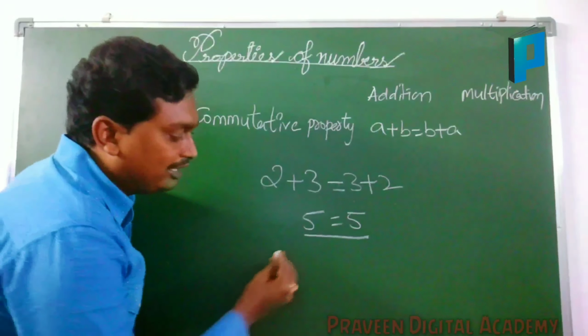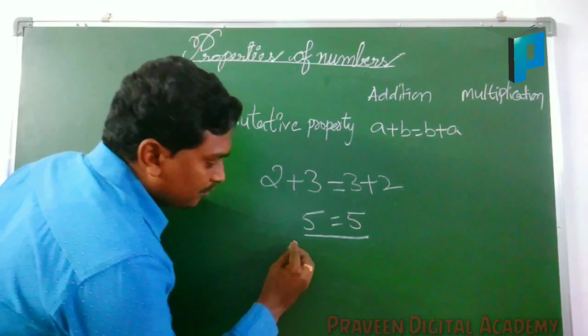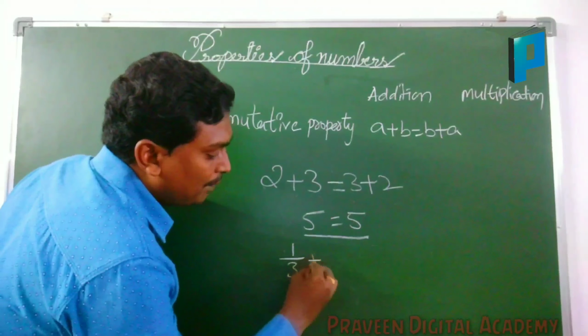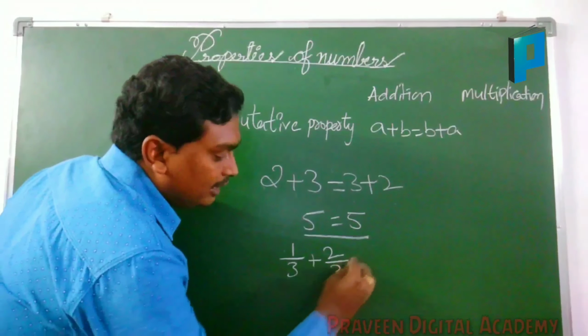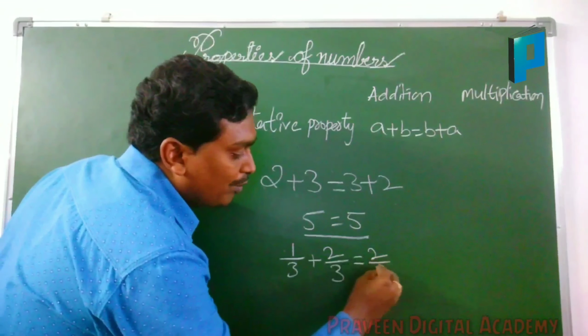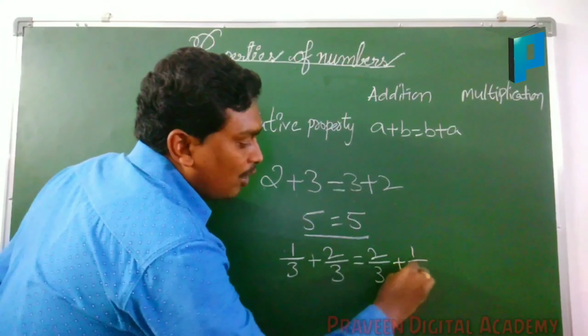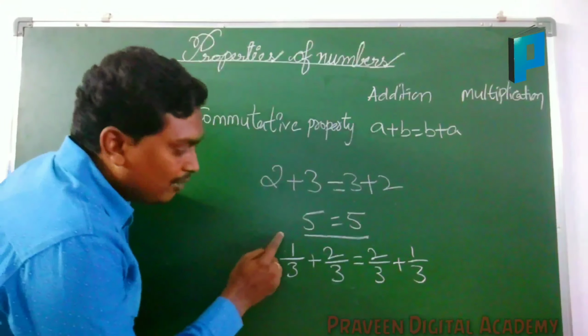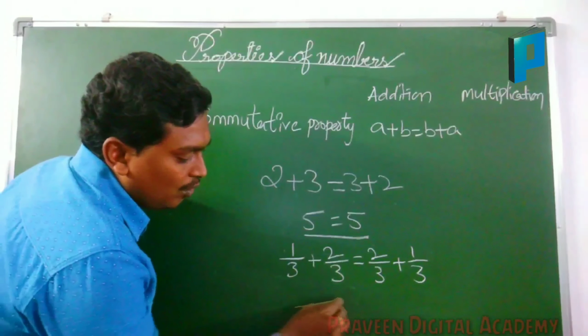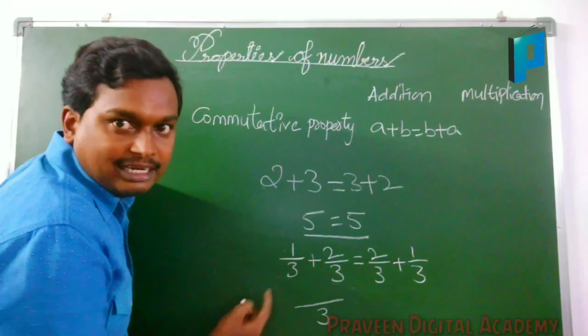I will give you one more example to understand clearly. 1 by 3 plus 2 by 3 is equal to 2 by 3 plus 1 by 3. Here 1 by 3 plus 2 by 3 is there. What denominator will you get? 3. Why?